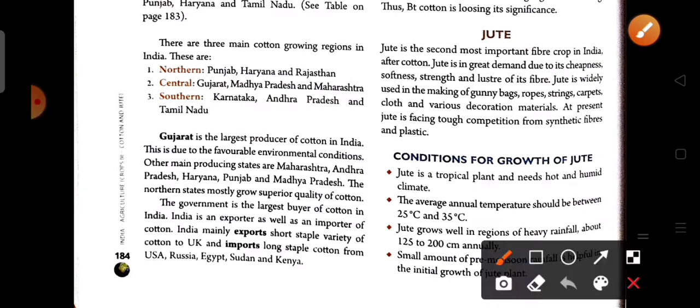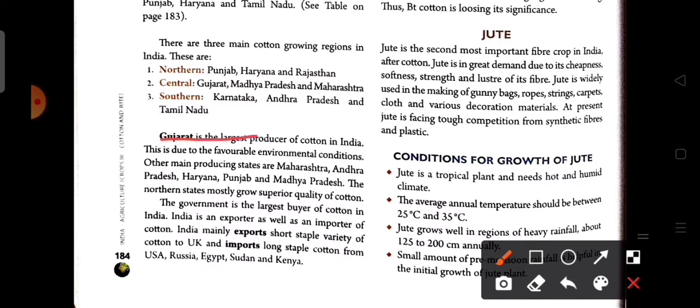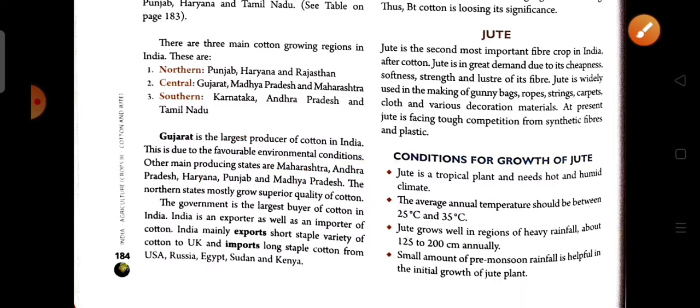Now here we see that Gujarat is the largest producer of cotton in India. Which state is the largest producer of cotton in India? Gujarat is the largest producer of cotton in India. This is due to the favorable environmental conditions present there. The other main producing states are Maharashtra, Andhra Pradesh, Haryana, Punjab, Madhya Pradesh. The northern states mostly grow superior quality cotton. So as compared to the southern states, the northern states produce superior quality cotton.